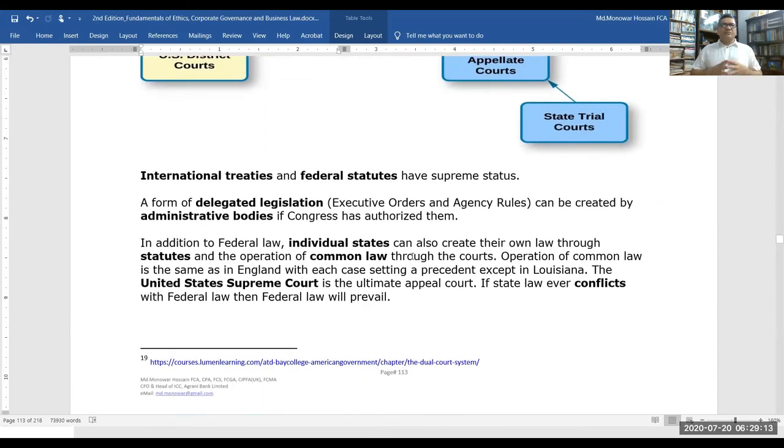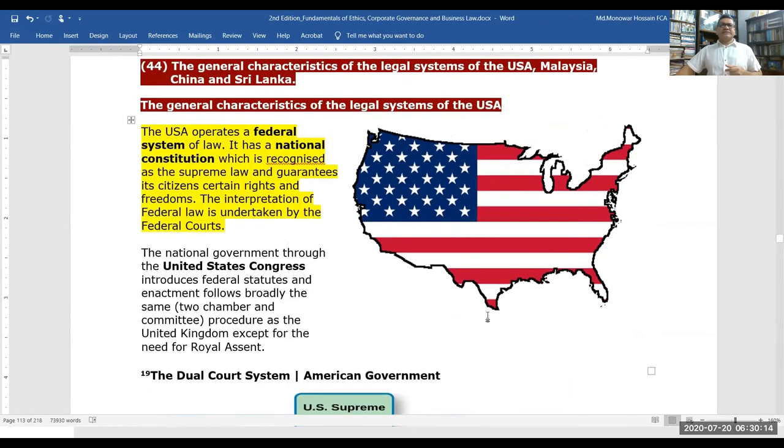So forms of delegated legislation can be created by administrative bodies if Congress has authorized them. In addition to federal law, individual states can also create their own law through statute and operate the common law through the courts. Operation of the common law is the same as in England, with each case setting precedent, except in Louisiana. The United States Supreme Court is the ultimate appellate court. If a state law ever conflicts with federal law, then federal law will prevail. So this is the basic summary of the general characteristics of the legal system of the USA.